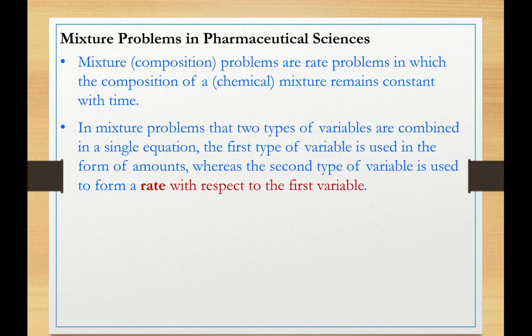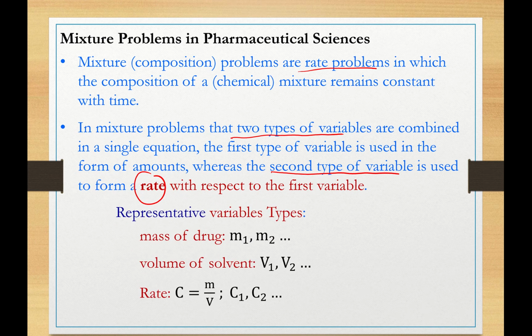So mixture problems are special rate problems in which the composition of a mixture remains constant with time. We always have two types of variables that are used in the form of amounts, but the second type of variable is also used to form a rate with respect to the first variable. Let us take a look at some representative variable types.